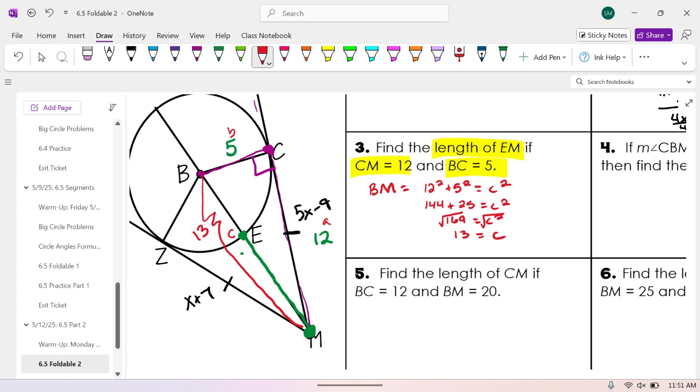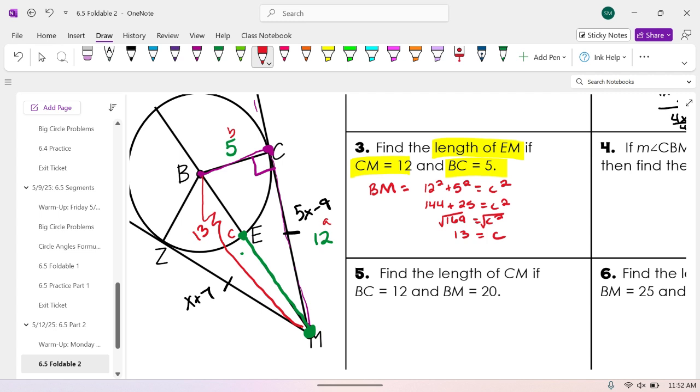how do I find EM? So BM is made up of 2 segments, BE and EM. Do I know the length of BE? Are you sure? What is BE technically? What type of segment? It's a radius. Do I not know what the radius is? It's 5 because they already said up here that BC is 5.